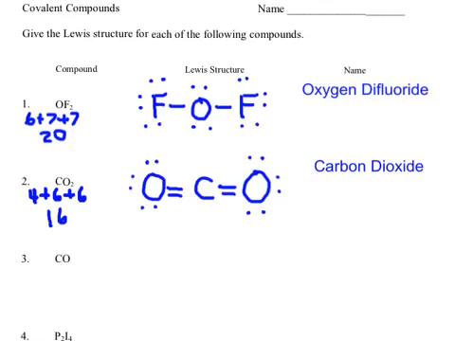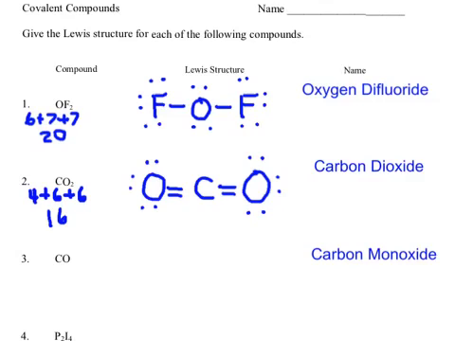So let's go on to the next one. Here we have just CO, so let's give it a name. In this case, it's going to be carbon, since there's one of them, and monoxide. When we only have one of the second one, we use the prefix mon. We don't use the prefix mon for the first one, but we do if there's just one of the second. So we have carbon monoxide.